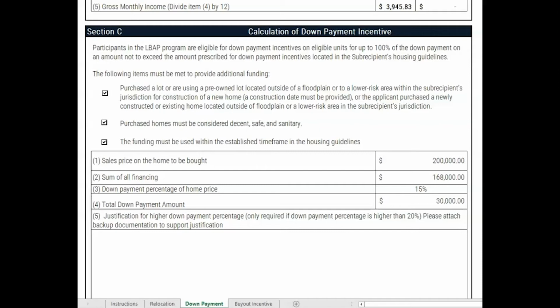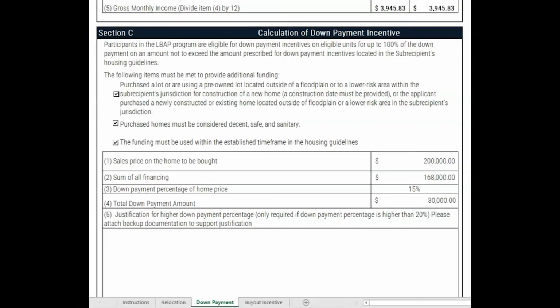The Local Buyout and Acquisition Program considers down payment amounts of up to 20% of the sales price on the home to be reasonable. Requests for down payment assistance higher than 20% of the sales value of the home to be bought must be justified in number 5, with backup documentation attached to support the justification.